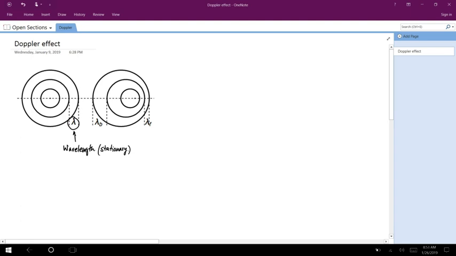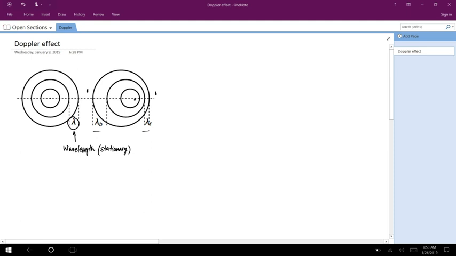We only consider how wavelength and frequency change as the source or the observer start moving. All right, so as you can see, if the source were to move toward the observer, so if the observer was over here, then the wavelength decreases, and if the observer was over here behind, then the wavelength increases.